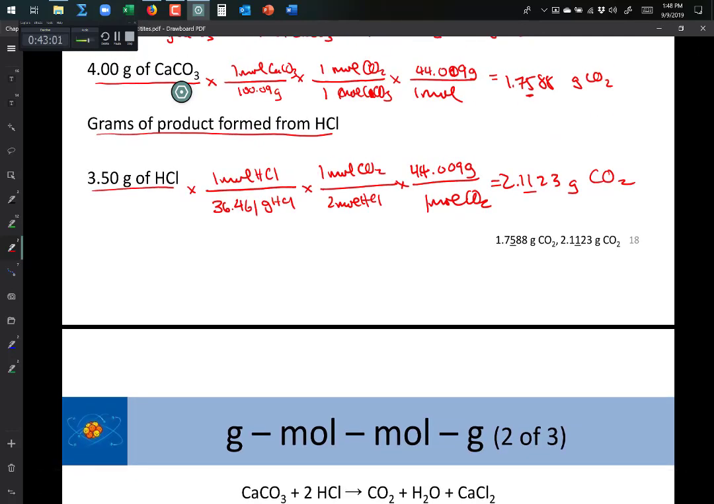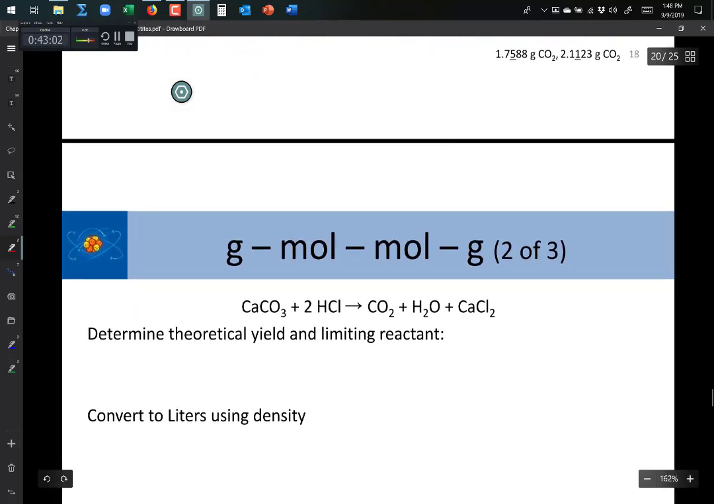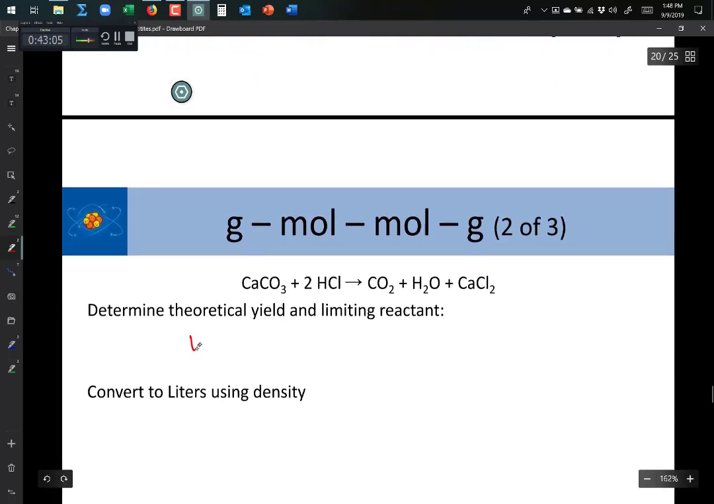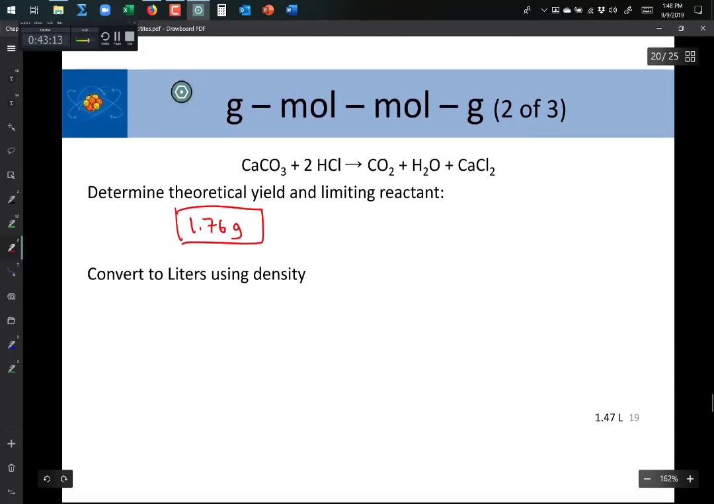So my limiting, going over here, what's the theoretical yield? 1.7588. If it's asking you for the number at this point, then you say 1.76 grams. Because you round it when they ask for the answer. But when you use it in the calculation, don't round it. And the limiting reactant, CaCO3. That's what runs out and gives you that.